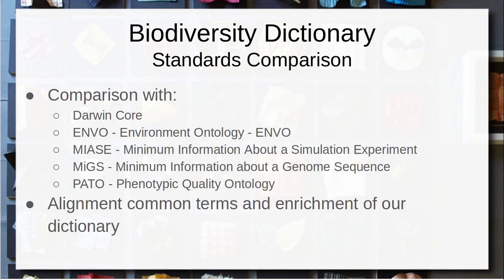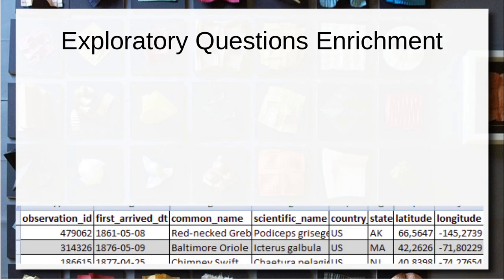The third part of the dictionary was the comparison with some open common standards, for example, Darwin Core, ABCD, and other standards as we show there. And what we did, we aligned the common terms and we enriched our dictionary with them.